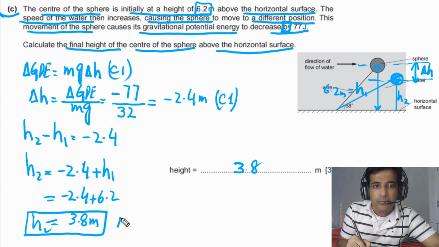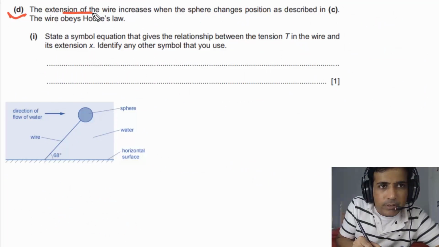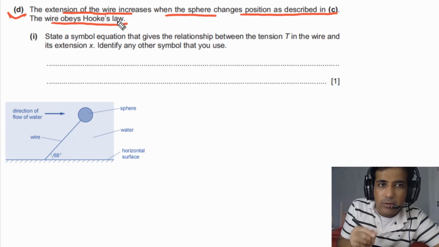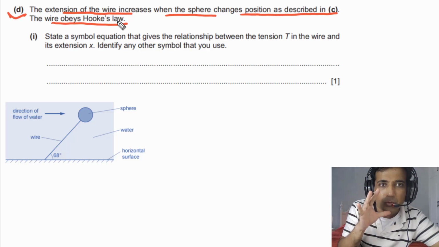And the final mark is answer mark. Part D, it is given to us the extension of the wire increases when the sphere changes position as described in C. The wire obeys Hooke's law. Very important point. The wire obeys Hooke's law. Extension of the wire increases.